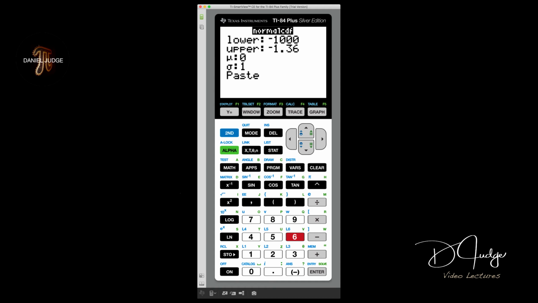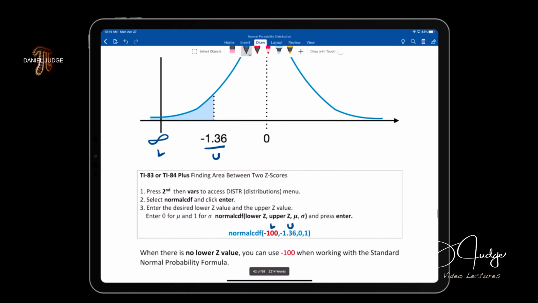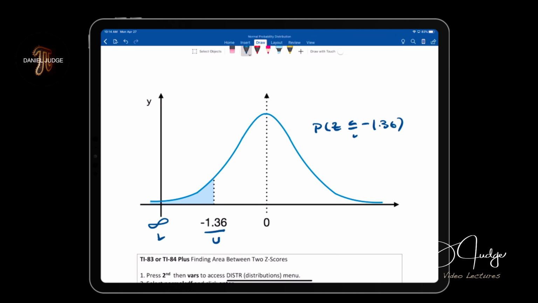1.36. Double check. Mean is 0, standard deviation 1. It's a standard normal distribution. And notice what you get. We get the same answer. But some of you guys may have noticed this. Let's write this down. This is the same answer as before because of one key reason, 869. This again is 8.69%. That's percent of the bell that's shaded.